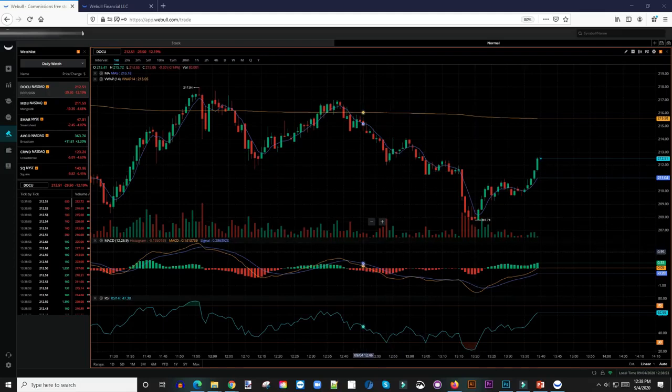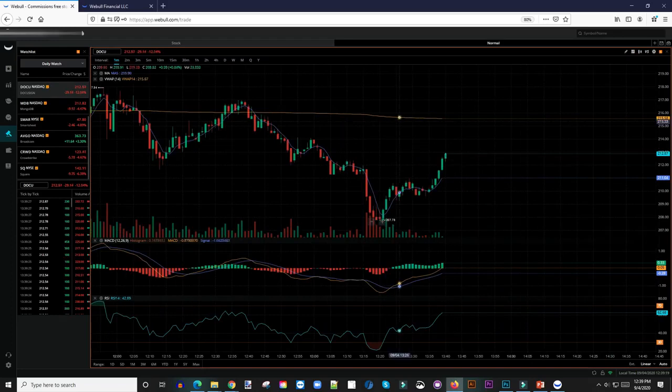Here, Docusign is just the stock that I want to use because it really has some really good things that I can show you as far as what I'm looking for. Just to add RSI on your chart, if you don't have it, open your chart, go to where it says indicators up here, click on that, and then you can select it.